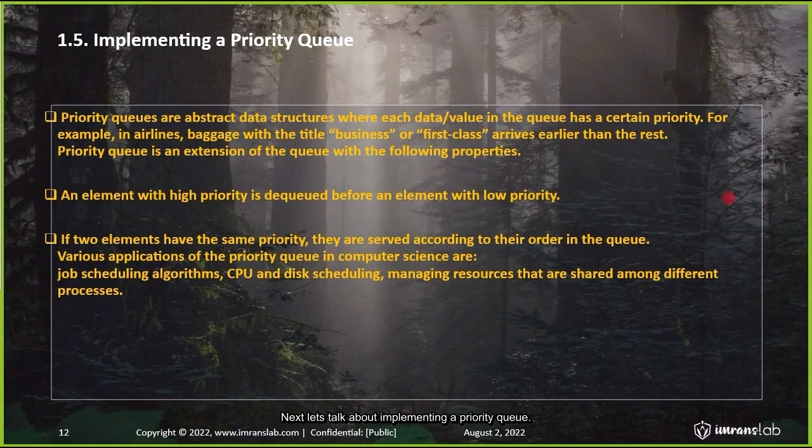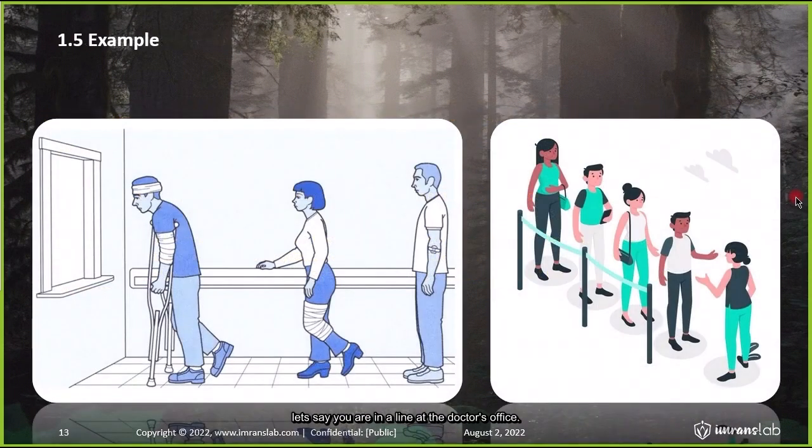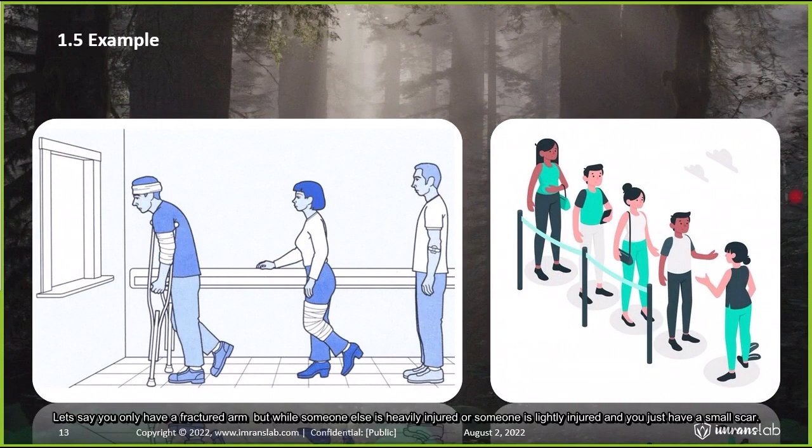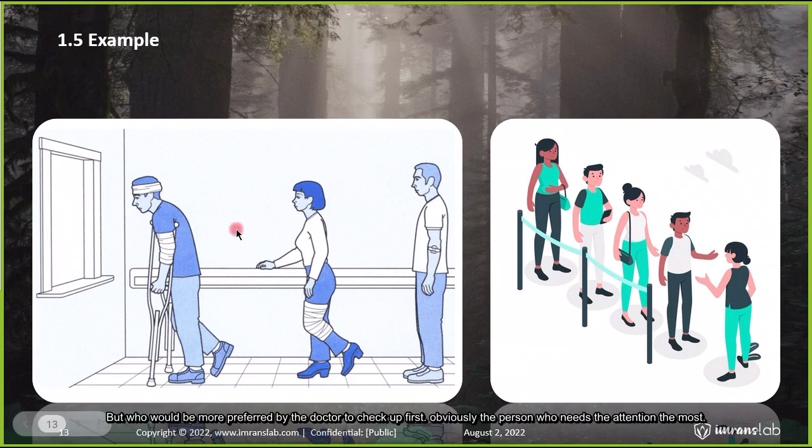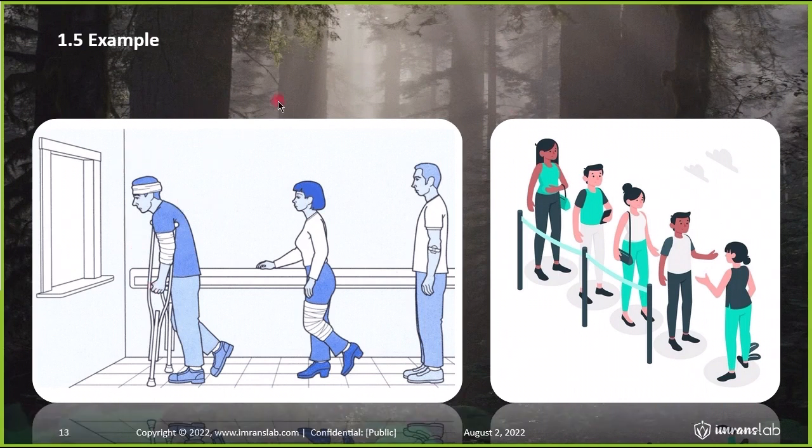Next, let's talk about implementing a priority queue. Now, what is a priority queue? Let's say you're in line at the doctor's office. You only have a small scratch on your arm, but someone else is heavily injured. Who would be more preferred by the doctor to check up first? Obviously, the person who needs attention the most. So a priority queue is basically that.